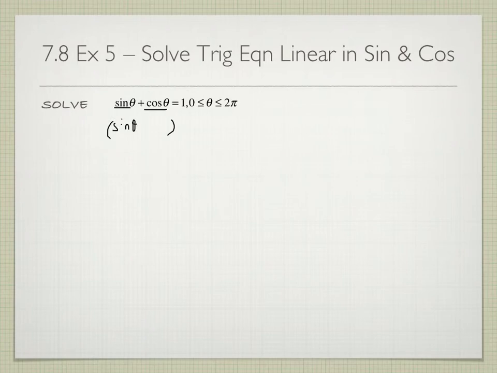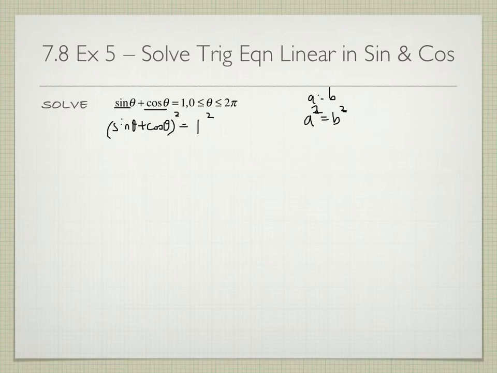So sine theta plus cosine theta equals 1. That side squared equals 1 squared. Okay, and we can do this because if I have a equals b, then a squared is also the same as b squared. But just make sure that you check your final answer, because when you square both sides, you can get extraneous solutions. Okay?